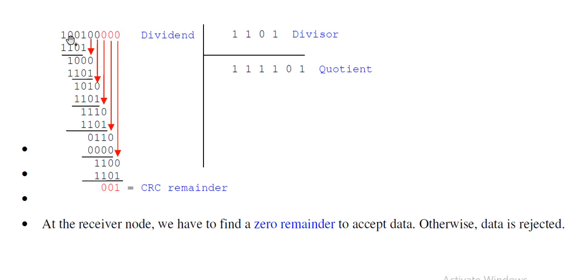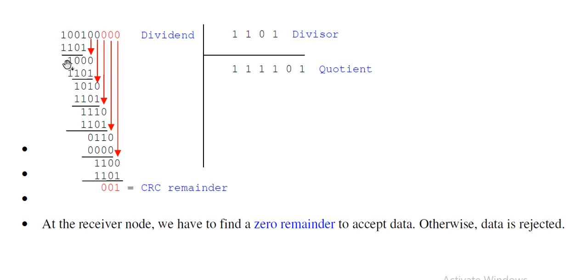So 1 0 0 1 divided by 1 1 0 1 is equal to 1. Multiplication, we get the same value. Now we do the subtraction. Modulo 2, 1 minus 1 is equal to 0, 0 minus 0 is equal to 0, 0 minus 1 is equal to minus 1, but modulo 2, as we have seen above, is equal to 1.